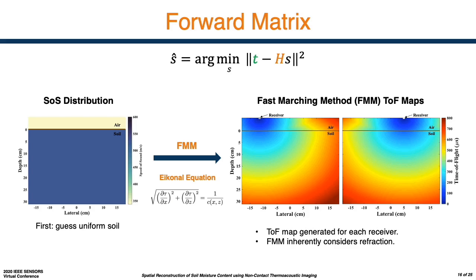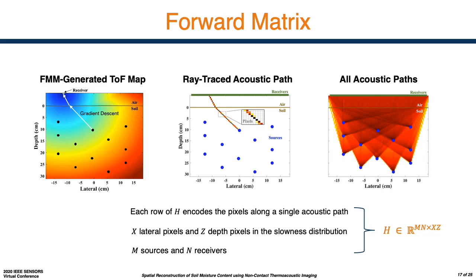Using the fast marching method, time of flight maps can be generated for each receiver. Each map, here we show two examples, contains pixel values that store the time of flight from that pixel in space to the receiver location. These fast marching method generated time of flight maps can be used to find the propagation paths from the sources to the receivers using a gradient descent ray tracing algorithm.